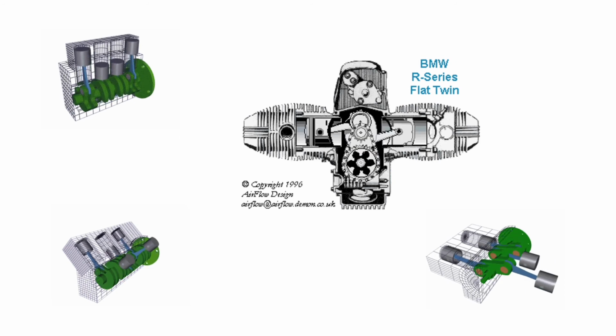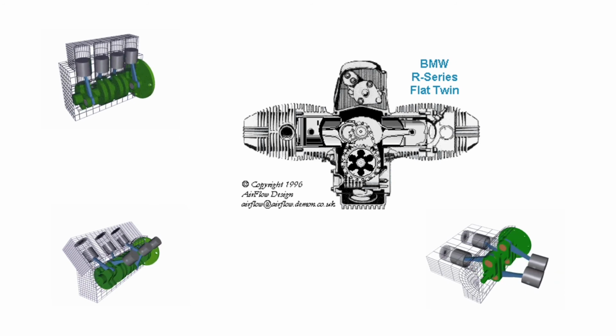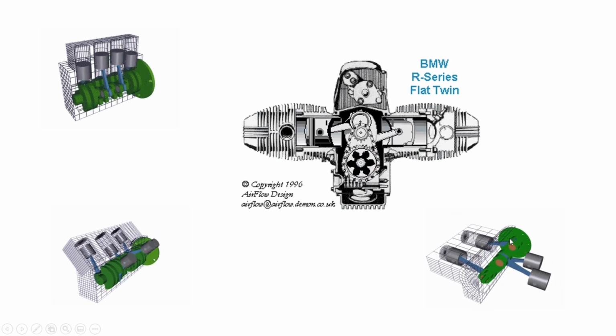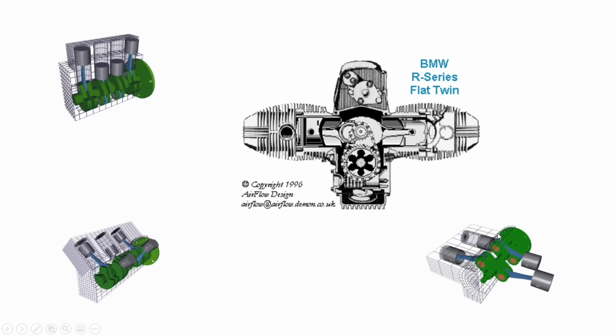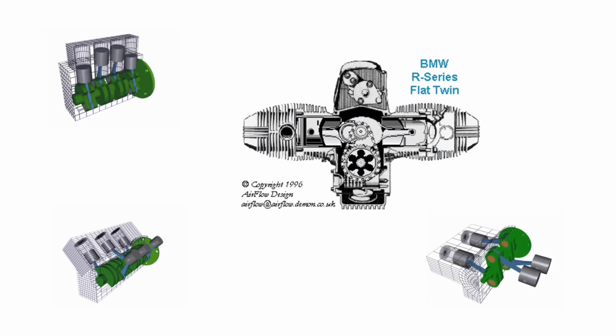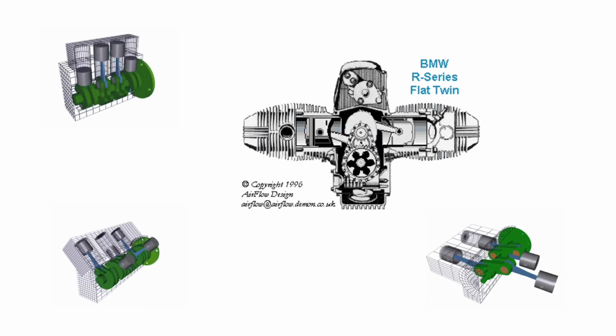The disadvantage of this one again is that we've got 2 of everything, 2 cylinder heads, 2 camshafts, 2 drivetrain gears, so it's very complicated and therefore expensive to manufacture.